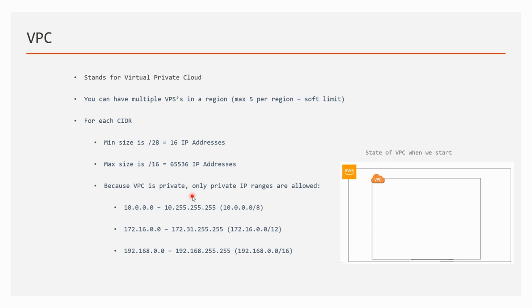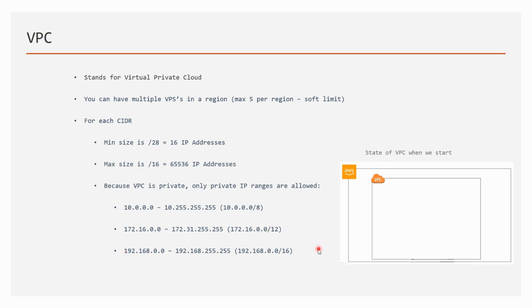So you can only use private IP addressing in a VPC. You can use any of these ranges: 10.x, 172.x, or the 192.168 addresses that we get on our local computers from our internet service providers. We can use any of these IP addresses.